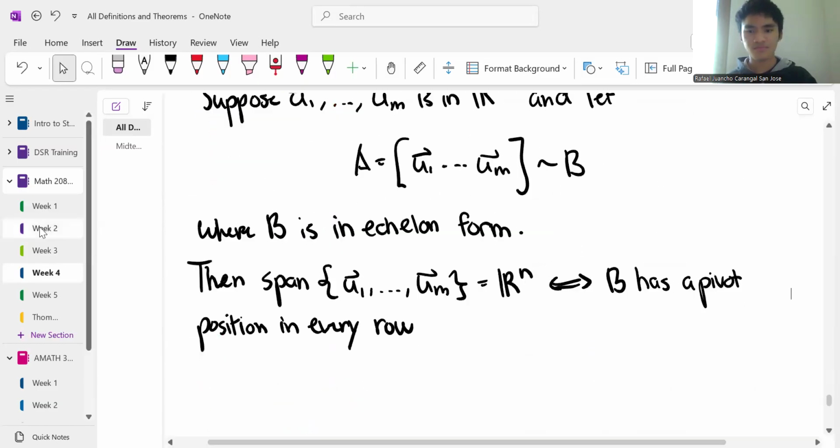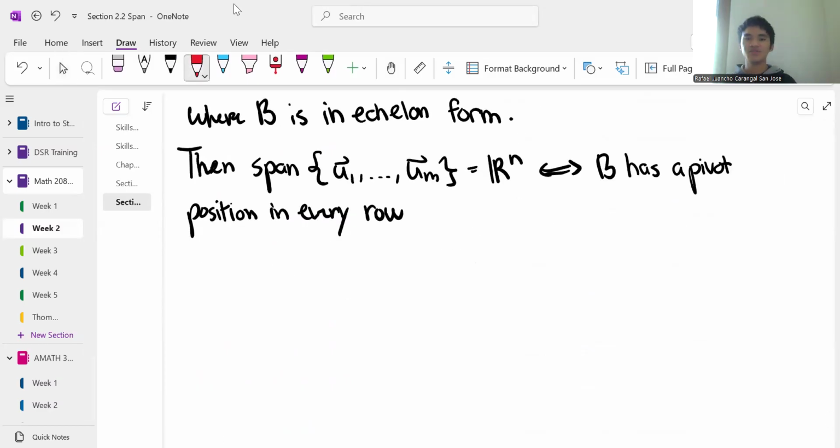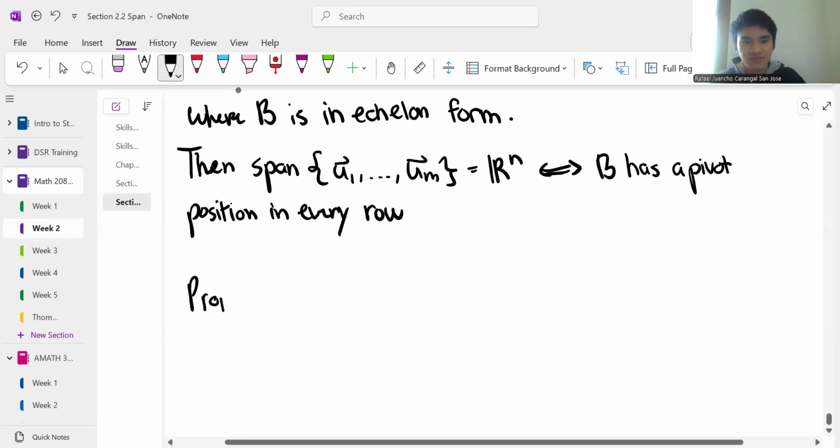Let's see. So apparently, if we have a pivot position in every row, say B, and it's in echelon form, then we will have one exact solution, right? Because there won't be any free variable if we have a pivot in every row. What else does that tell us? Anyway, let's see. So we have a proof here, which I am going to go through.